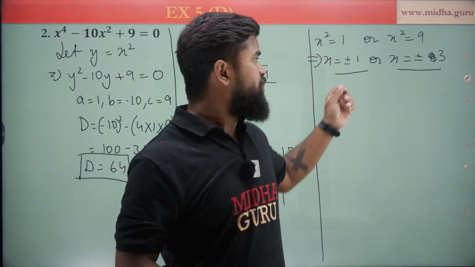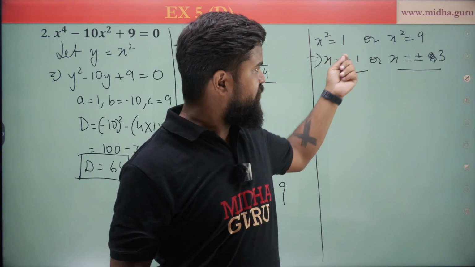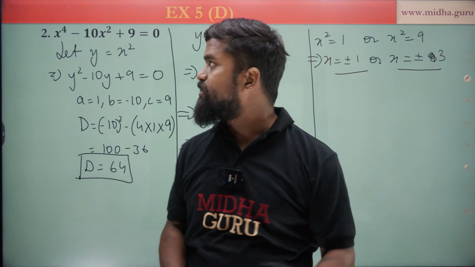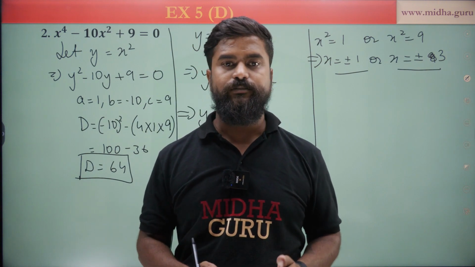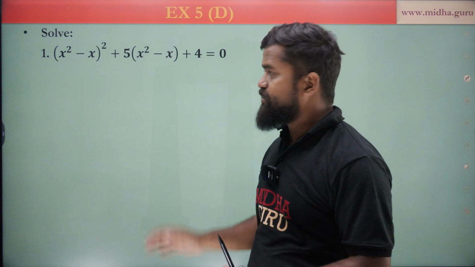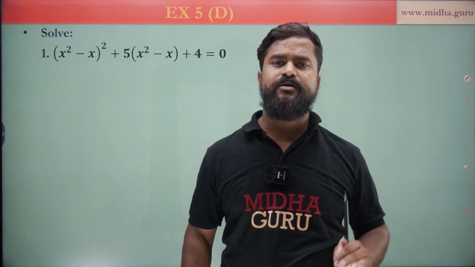If you are confused, just try and substitute any one of these values, plus 1, minus 1, plus 3 or minus 3 into this equation, and you will see that it satisfies it directly. So let's move on to the next question. This next question here may look confusing, but you are not supposed to get confused.